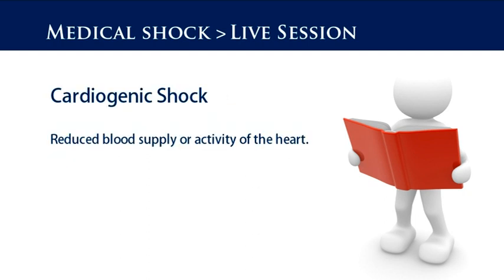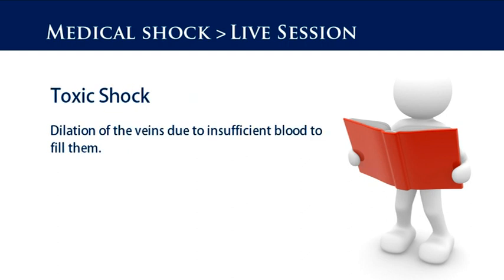There's also the reduced blood supply. That may be due to the activity of the heart, such as a heart attack or a coronary thrombosis. That's known as cardiogenic shock. Then you've got toxic shock, and toxic shock is the widespread dilation of the veins with insufficient blood to fill them. This can be brought on by bacteria or chemical toxins.